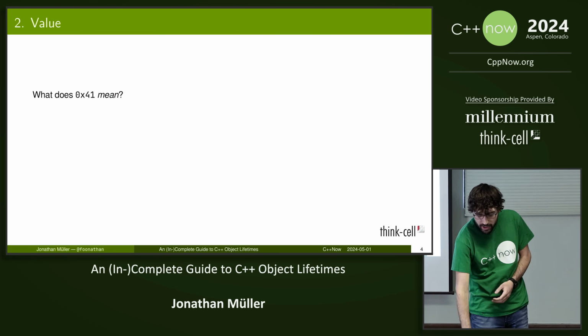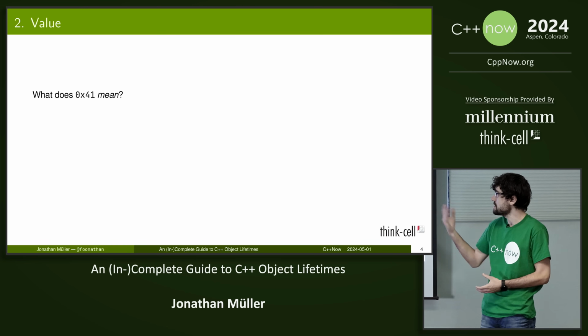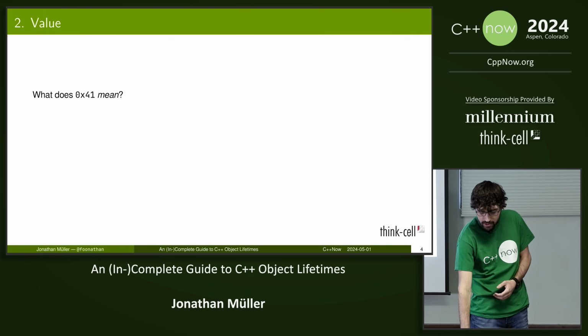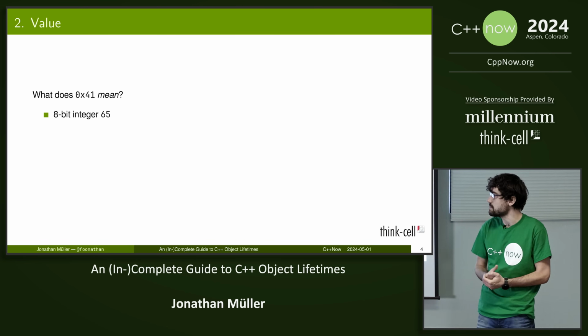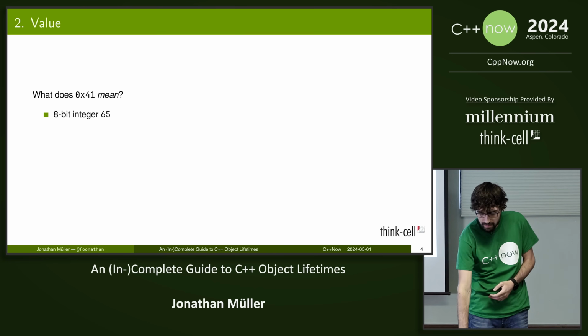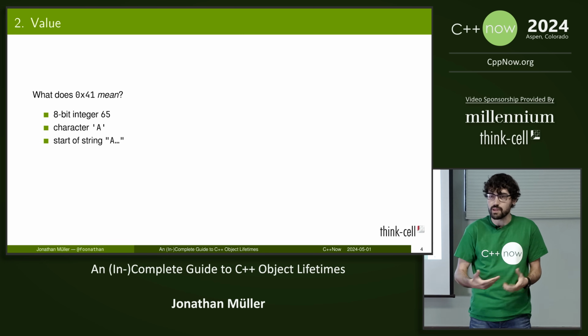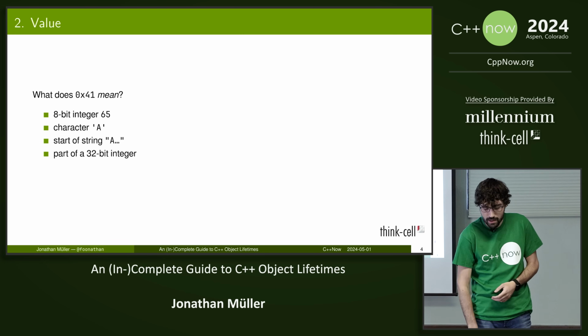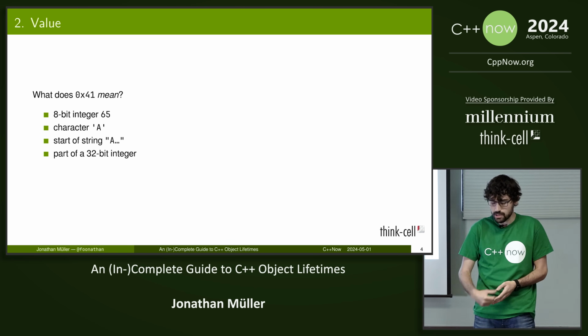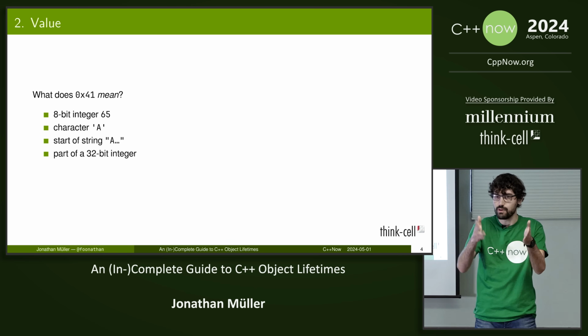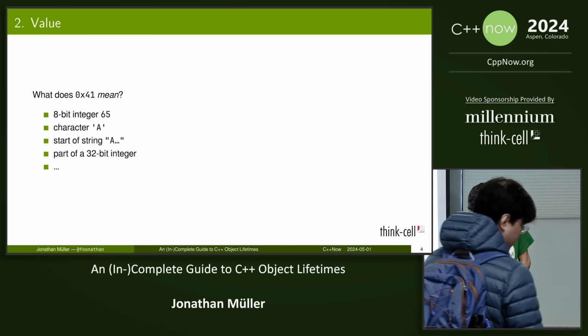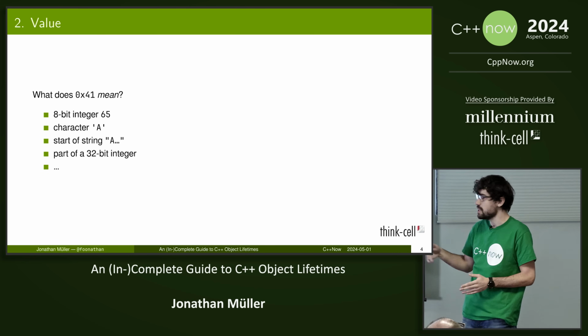Now the question is, what does this mean, right? And this is about the value. So what does 0x42 mean? It could be the 8-bit integer 65. It could be the character uppercase A. It could be the start of the string that begins with A. It could be part of the 32-bit integer, just like the first byte, and then we've got more of them, or whatever else, like some sort of enum.